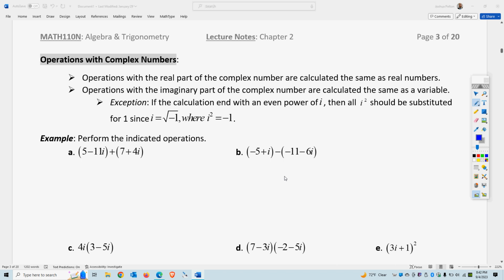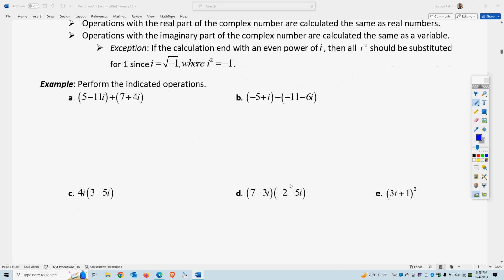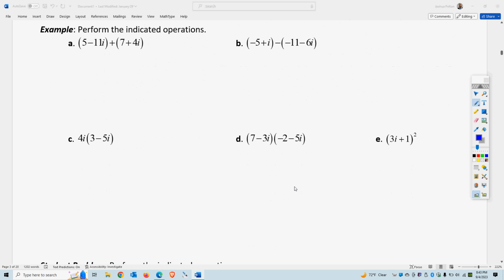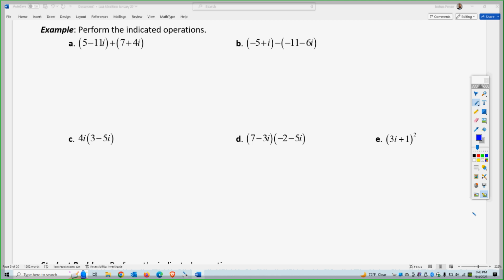Now we're going to do operations with complex numbers, reminding ourselves that i is the square root of negative 1 and i squared is negative 1. Okay, so we'll start with add and subtract, then we'll do some multiply and exponents. So order of operations, parentheses first.